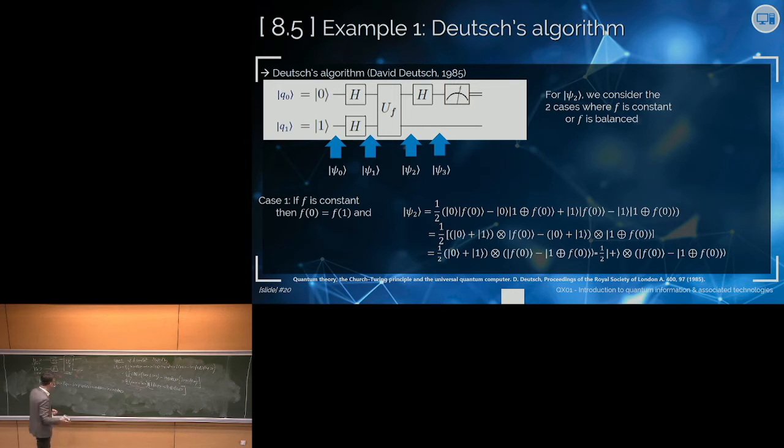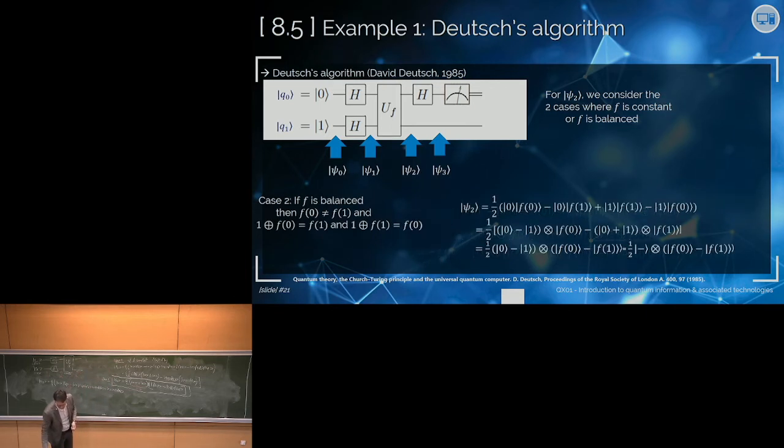So case number 2, I have no more space. So what I'm going to do is write this and keep it, and I'll say this is case 1. So case number 2 is the case where f is balanced. So I can erase this. Okay, so f is balanced.